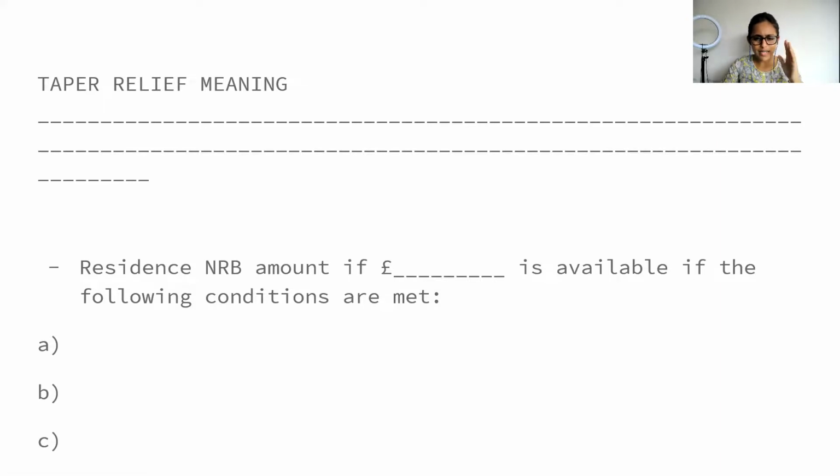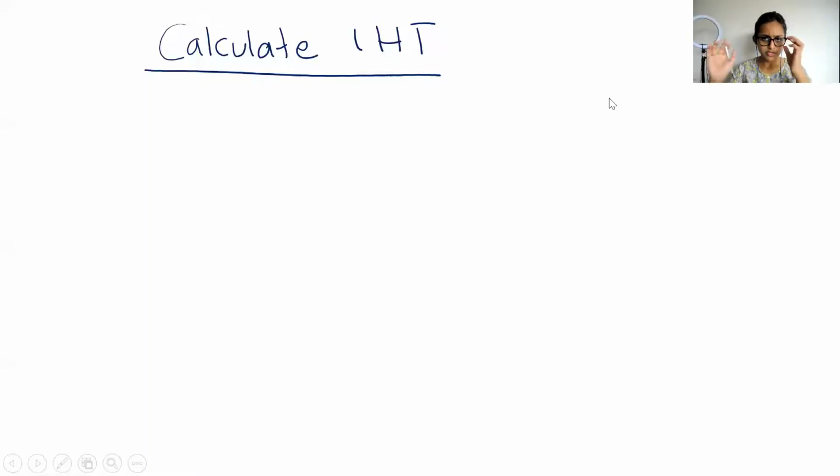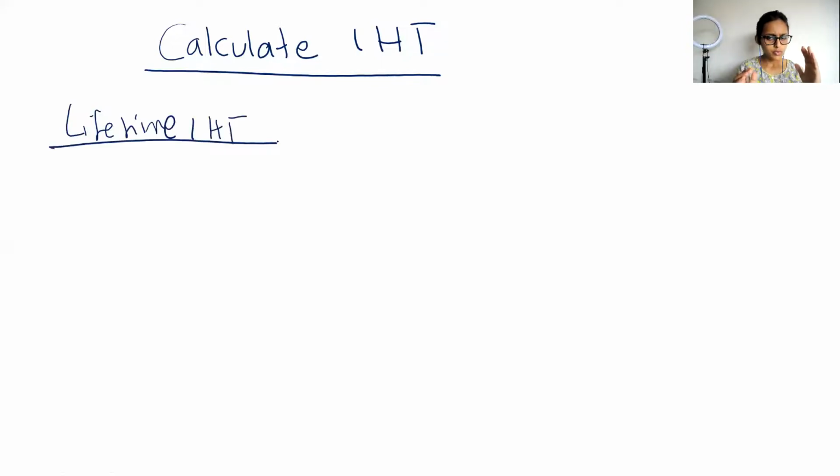Now I'll just show you a small idea of what to do when the question asks you to calculate IHT. First thing to look at is whether the question is asking for lifetime IHT or death IHT. If it is lifetime IHT, write the amount of the CLT or the PET and reduce the AE. If it is a PET, there is no tax. If it is a CLT, calculate 20 or 25%. If they ask you for lifetime IHT, that's simple.